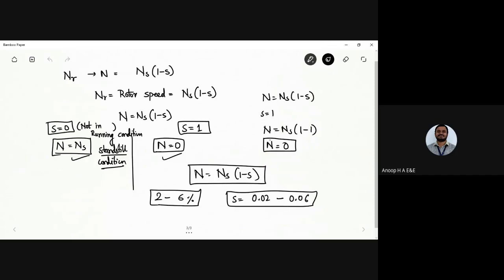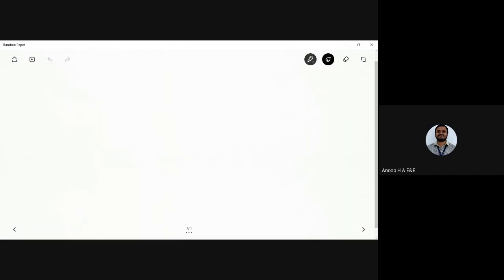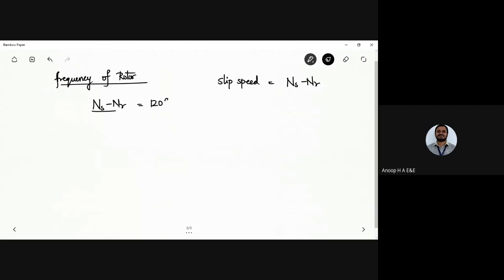Now, if I know the slip value, I can calculate the frequency of the rotor. One more thing I missed out is slip speed, which is generally given as ns minus nr. Once I have this rotor speed, it is written as ns minus nr equals 120 times fr divided by p.